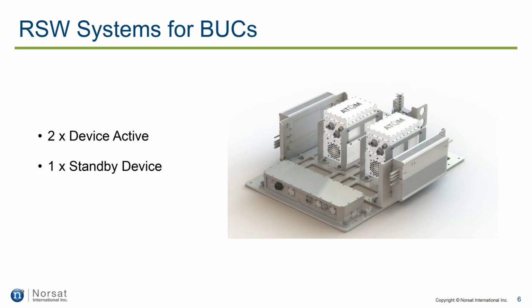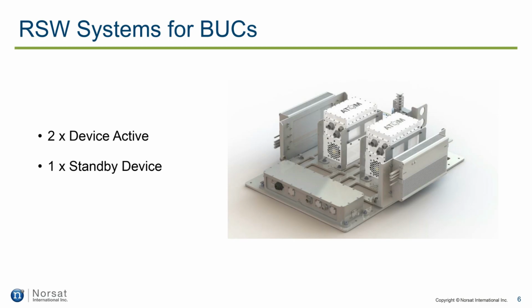Next, let's look at RSW systems for BUCs, block-up converters. BUCs are essential for transmitting signals to the satellite, and their failure can halt communication entirely. RSW systems for BUCs also come in various configurations. One-to-one configuration: similar to LNB systems, one primary BUC is backed up by a single redundant BUC. LNA, or low noise amplifier configuration: some RSW systems integrate LNAs to amplify weak signals, ensuring optimal performance.